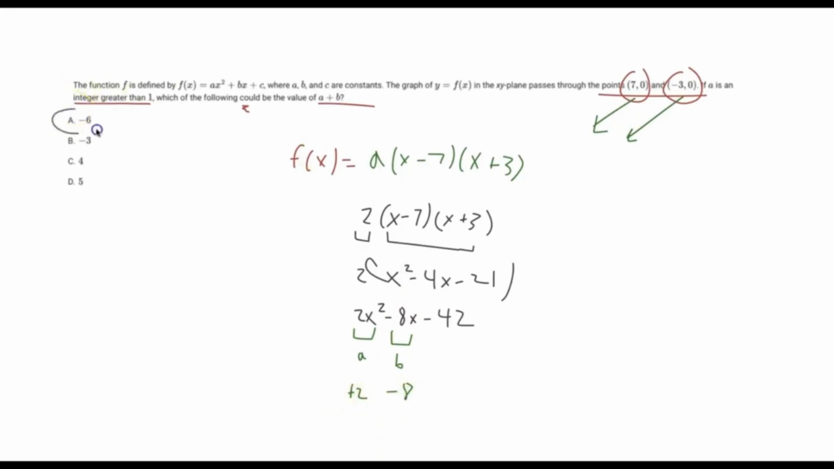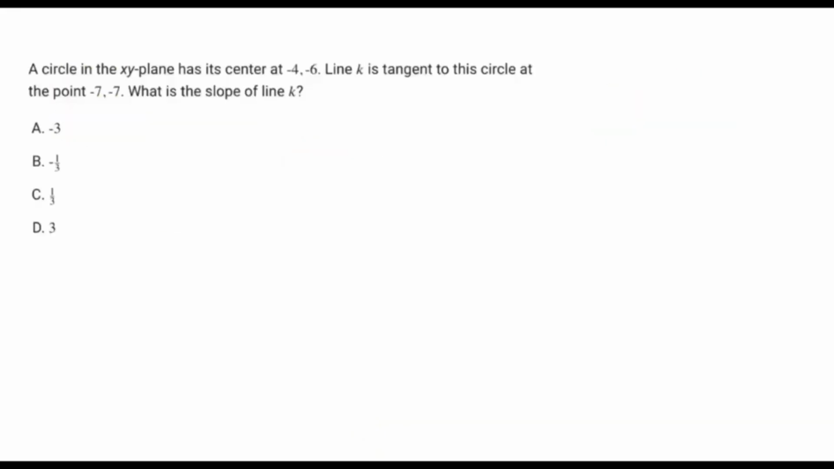That's going to give us the answer choice of A. A circle in the xy plane has its center at coordinates negative 4, negative 6. Line K is tangent to the circle at points negative 7, negative 7. What is the slope of line K?